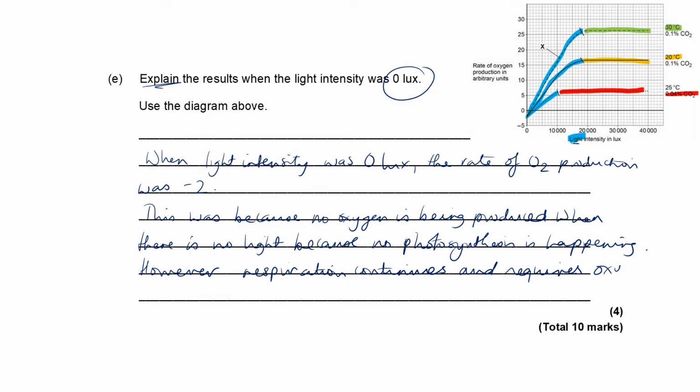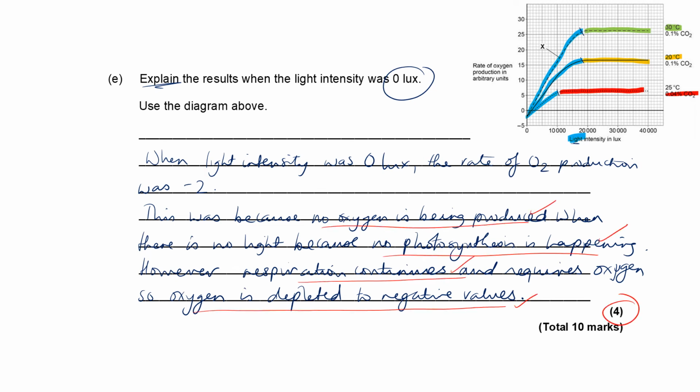So when light intensity was 0 lux, the rate of oxygen production was -2. This was because no oxygen is being produced when there is no light, because no photosynthesis is happening. However, respiration continues and it requires oxygen. So oxygen is depleted to negative values as a result. So you can see where I've got my 4 marks. 1 mark for talking about no oxygen being produced when there is no light. Second, because there's no photosynthesis. Third, because respiration continues 24 hours, and fourth, because oxygen is depleted as a result of that respiration.